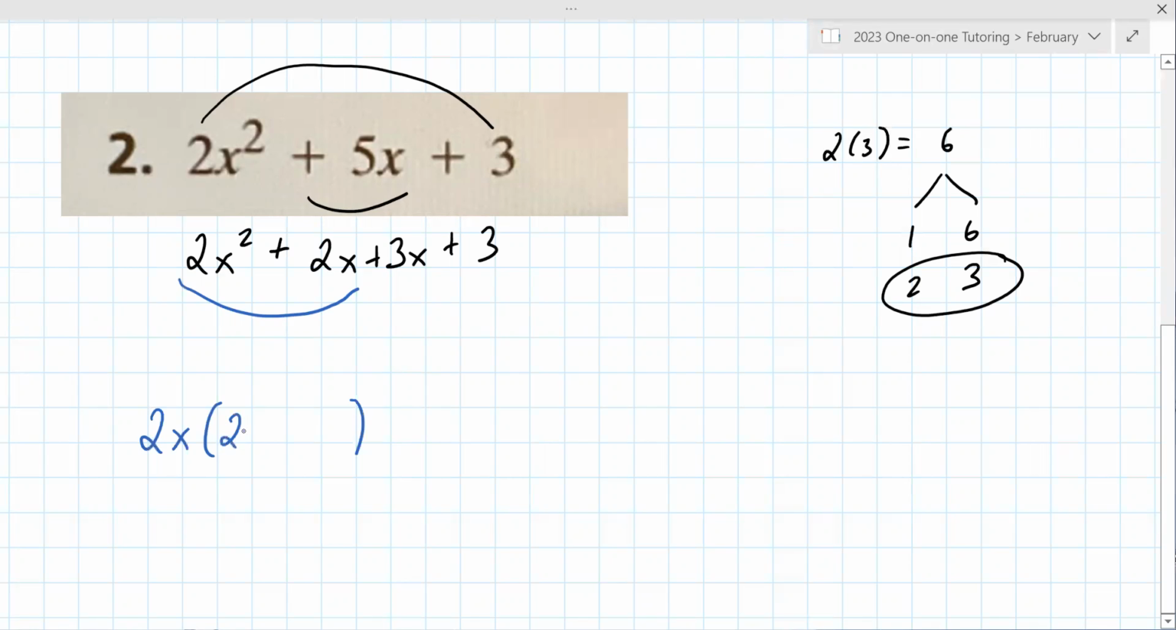2x. Plus. Sorry, I was writing and I didn't mean to do that, because you're dividing both of these by 2x, just like in the previous problem. Oh yeah, so it would be x plus 1. Good. And then you immediately write x plus 1, whatever's inside parentheses, over here to the right.